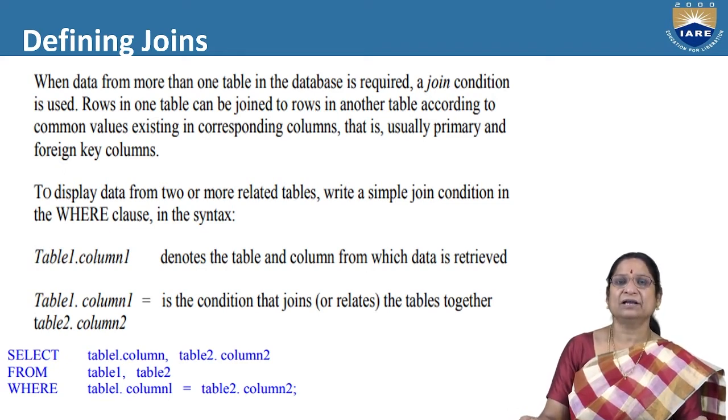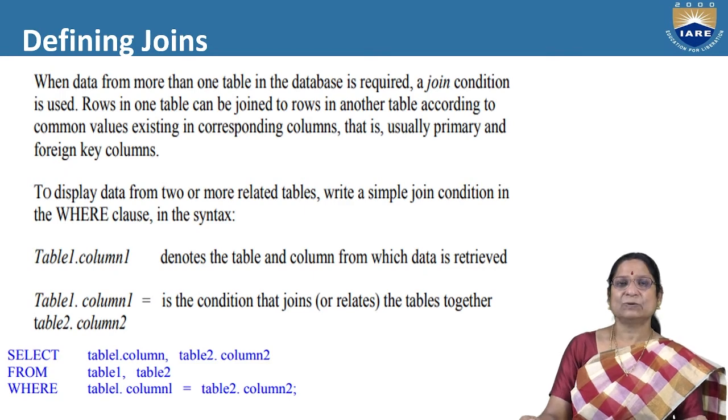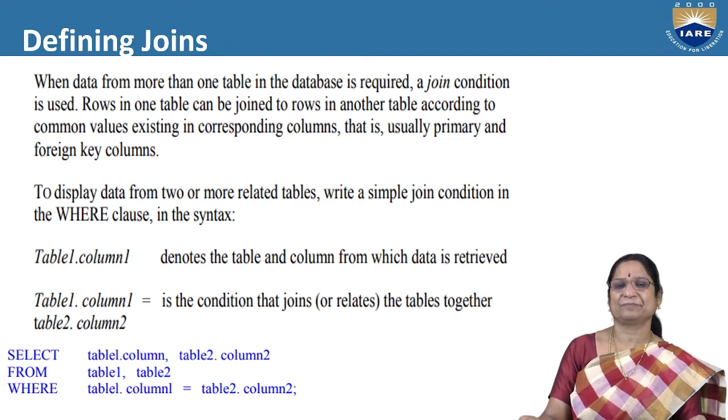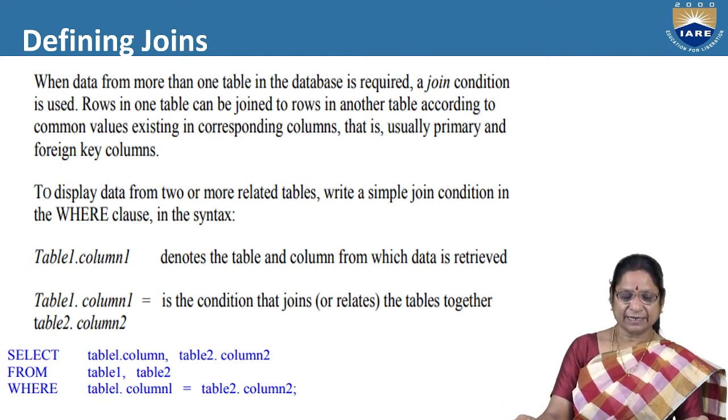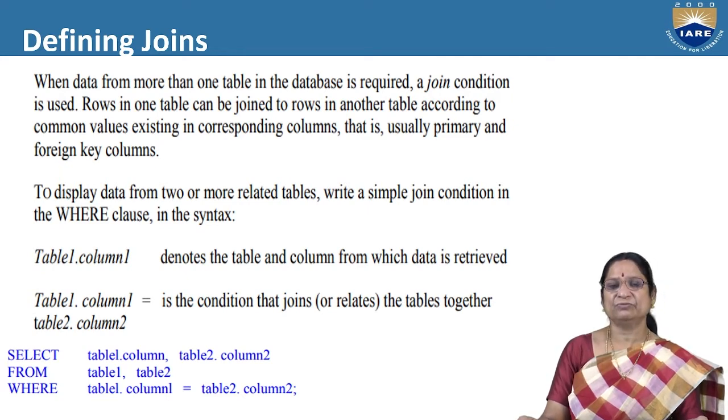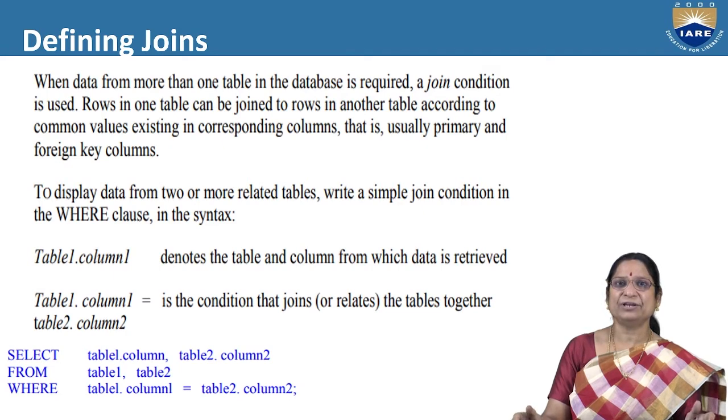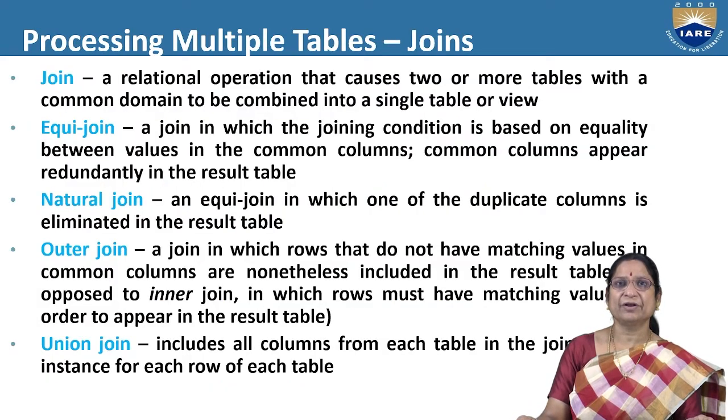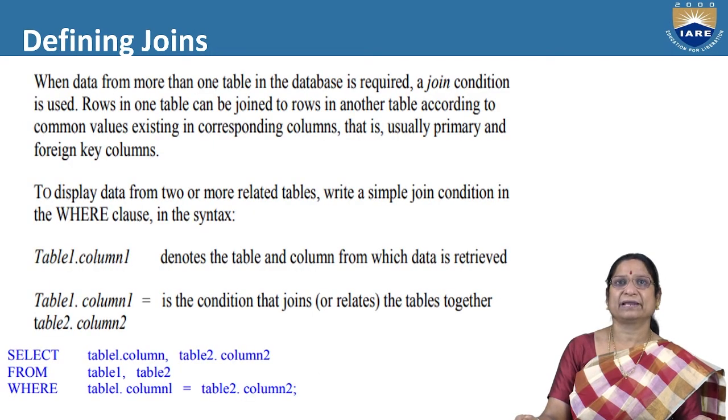We used qualification here, that is, the column name was qualified by the respective table. Qualifying a column by its table is mandatory if the column names, that is attribute names, are the same in both tables. So: select table1.column1, table2.column2, etc. from table1, table2 where the condition, that is the join condition, in the where clause.